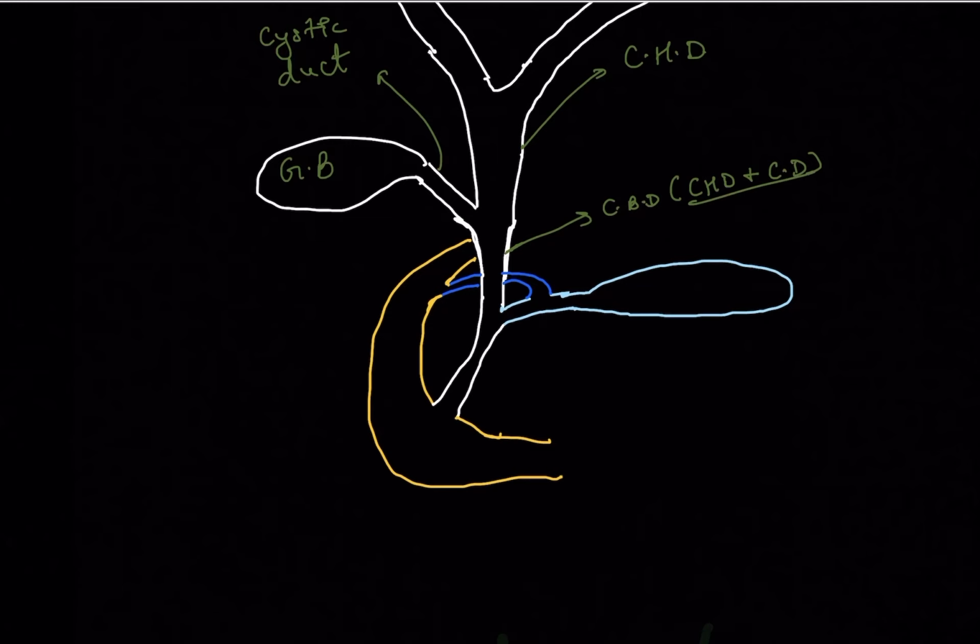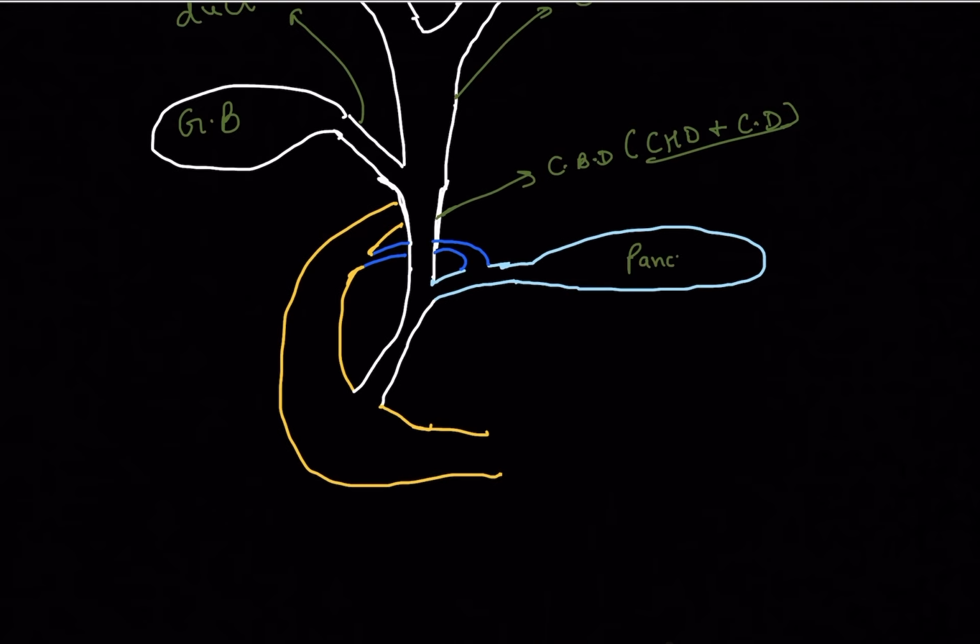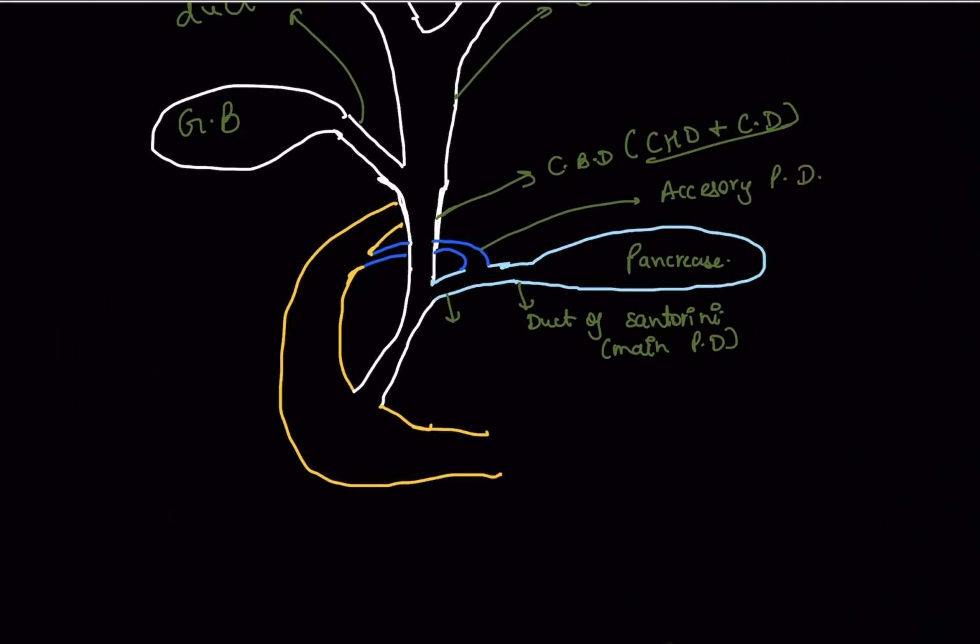Now this is your pancreas. This is known as what? Duct of Santorini. It is your main pancreatic duct. Then after this, this blue part is the accessory pancreatic duct. Now, when this accessory pancreatic duct opens into this main pancreatic duct, its name is the duct of Wirsing. It's also a main pancreatic duct.